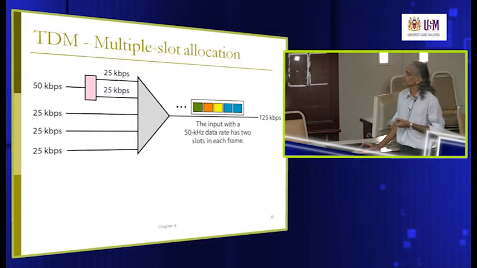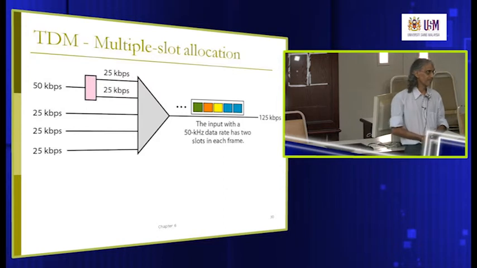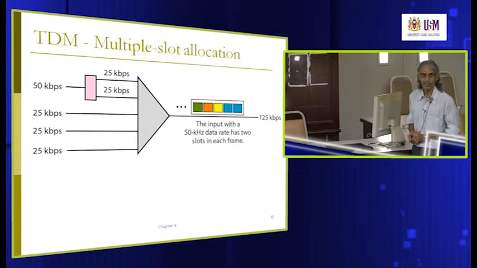So the other option is that we break up the larger one into smaller ones. In this case, we reserve two slots for the fast one and one slot each for the slower ones. Because this 50 kilobits per second is twice the 25 speed, we reserve two slots for it, then the speed becomes the same. So user number one gets two slots, and users two, three, and four get one slot each. This will make the speed similar again. So we change the number of slots accordingly.